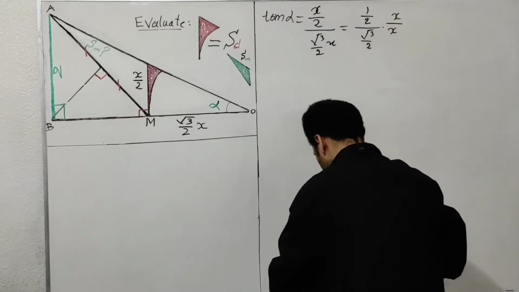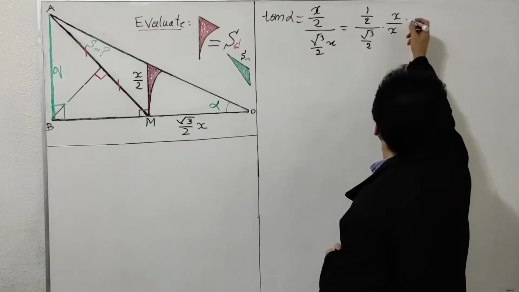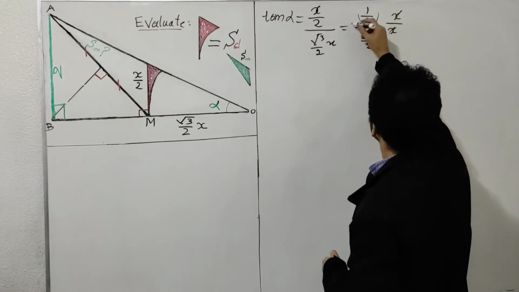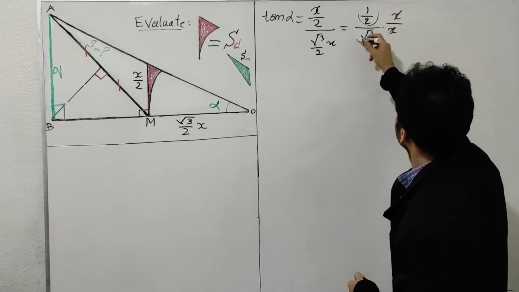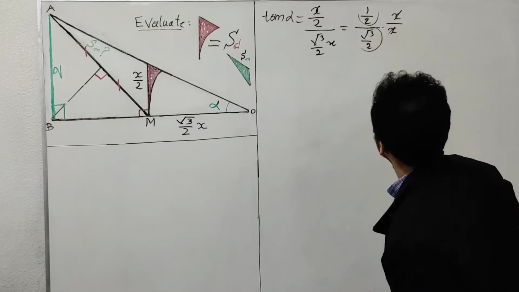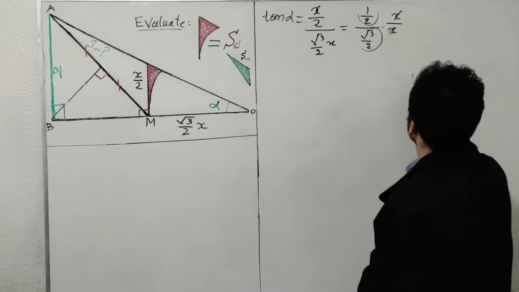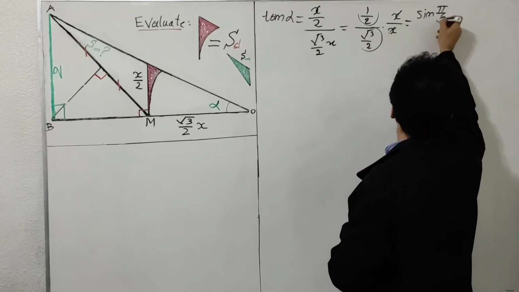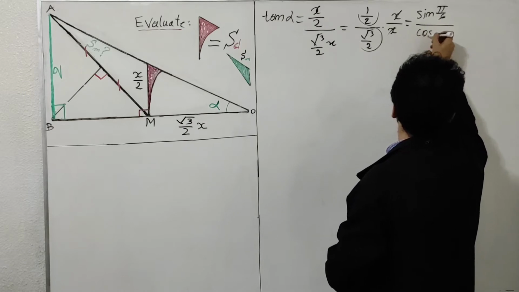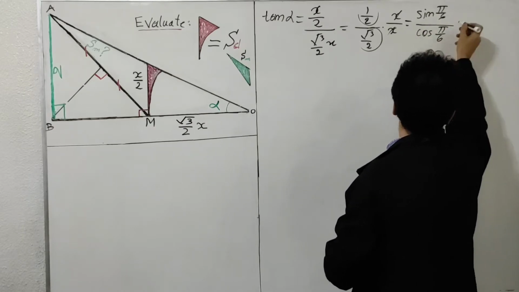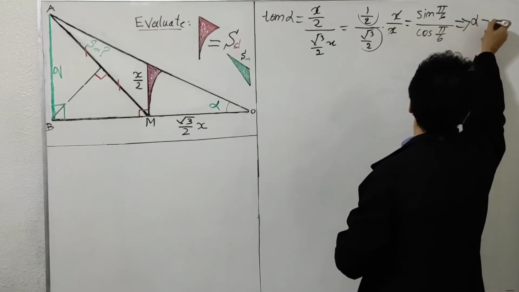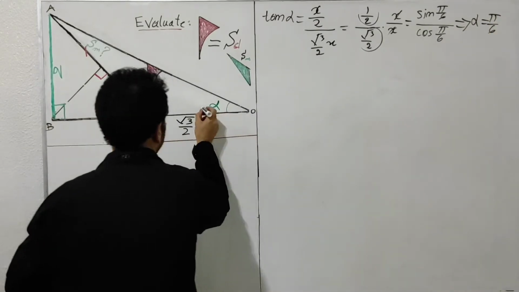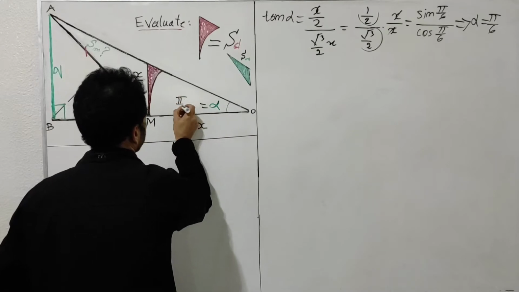The numerator is multiplied by x and the denominator is multiplied by x, so x will be cancelled out. This value 1 over 2 is sine of pi over 6, and square root of 3 over 2 is cosine of pi over 6. So this is sine of pi over 6 divided by cosine of pi over 6. This implies alpha equals pi over 6. Okay, let's put pi over 6 here.